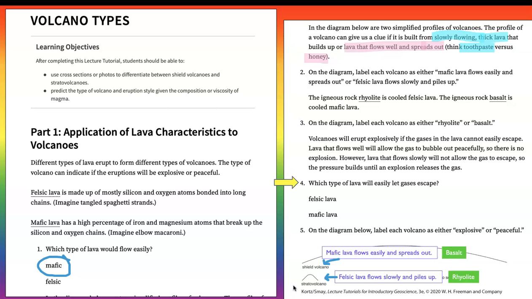Which type of lava will easily let gases escape? That would be the mafic lava, because it isn't sticky, it's fluid and low viscosity. Number 5, on the diagram below, label each volcano as explosive or peaceful. So the mafic lavas are the peaceful eruptions, and the felsic ones are the explosive eruptions.